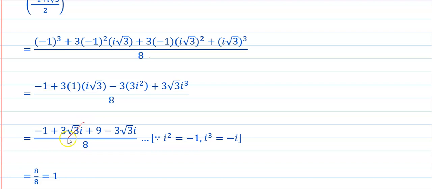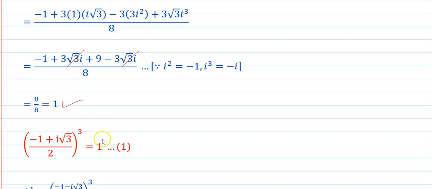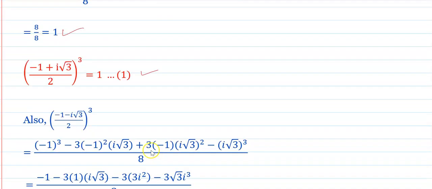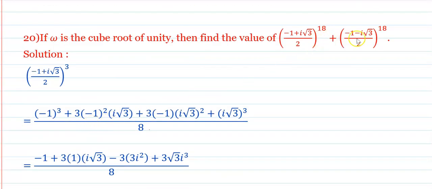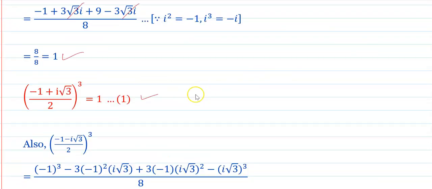Now overall these two terms get cancelled. Minus 1 plus 9, you will get 8. 8 upon 8 is 1. And hence, the value of ((minus 1 plus i root 3) upon 2) cube is 1. This is the first one. What about the next? The next term is ((minus 1 minus i root 3) upon 2) raised to 18.